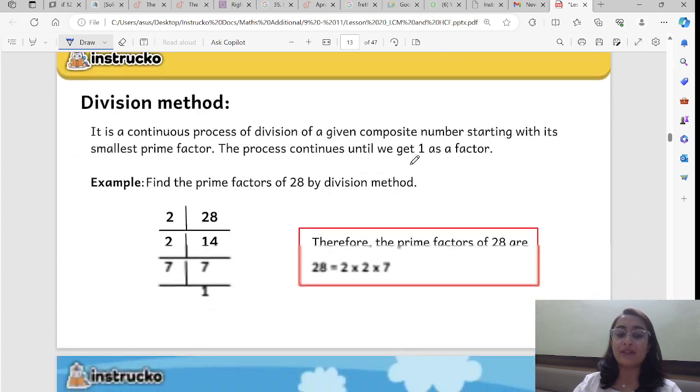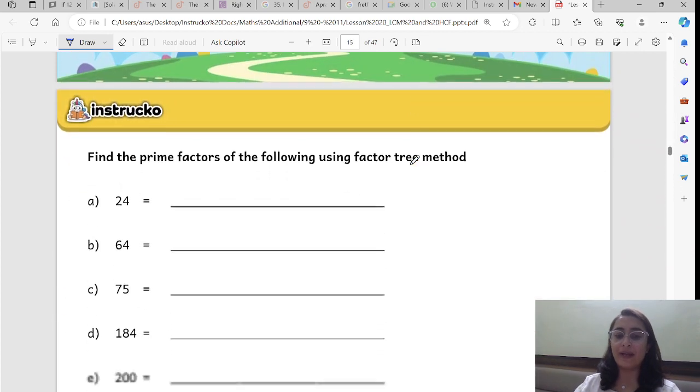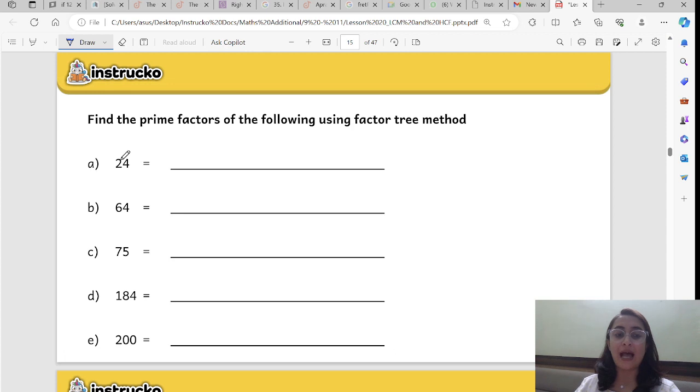Our first method is the factor tree method. These questions have to be solved using the factor tree method, and we need to write the prime factors of all the given numbers. So let's take the B question and solve it. As I told you, in the factor tree method, we make a chart like this. So circle, break it into two halves. Now here you can write any two factors of 64.